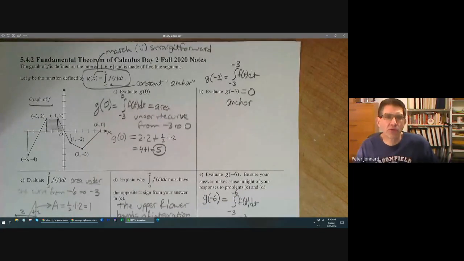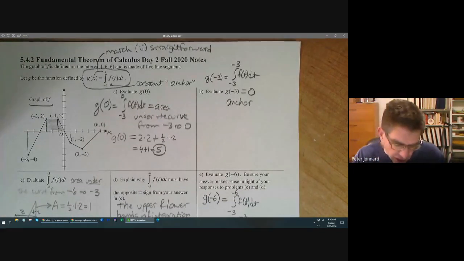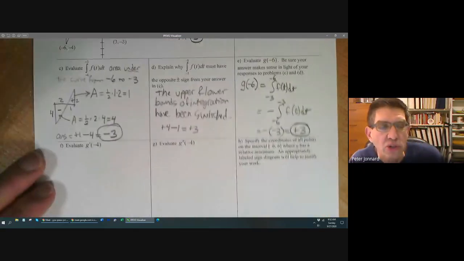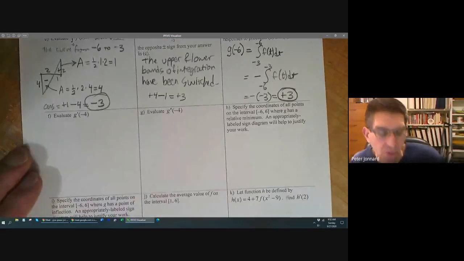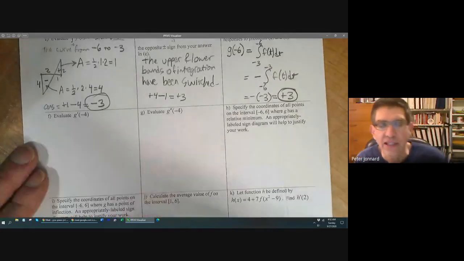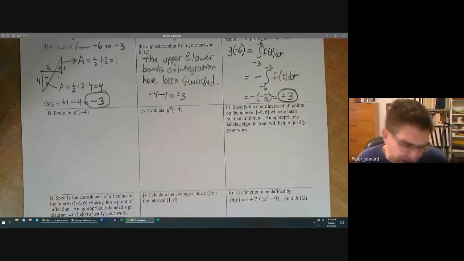Okay, so here we are, section 5.4.2. I'm just going through a section of notes here. So this problem is asking us to evaluate g prime of -4. Okay, so now all of a sudden this stuff steps up and it gets real. Okay, so here's the deal.